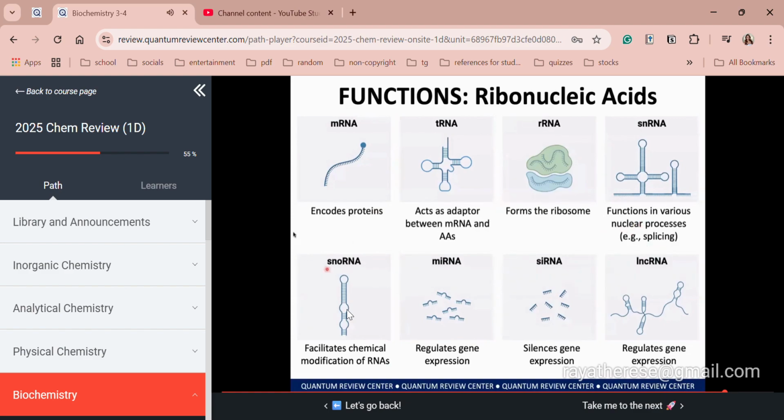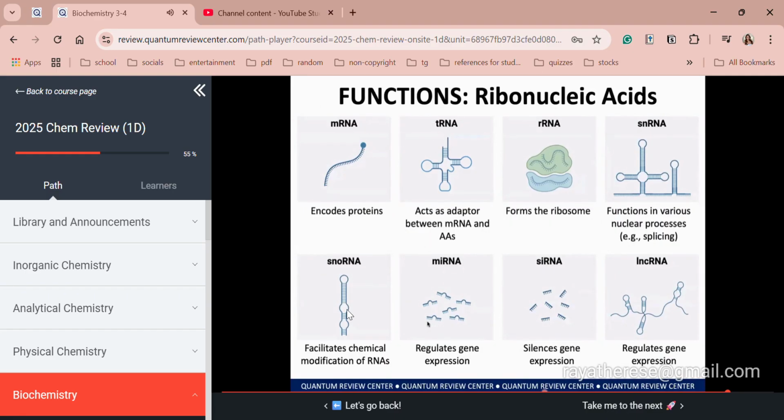We also have your snoRNA or your small nucleolar RNA. All right, we also have microRNA for gene expression, small interfering RNA still for gene expression, and long non-coding RNA for gene expression as well. Okay, so again, class, I would like to emphasize these three should be memorized. Okay, at least you are familiar with mRNA, tRNA, and rRNA.